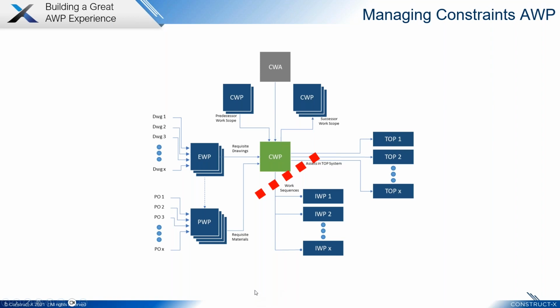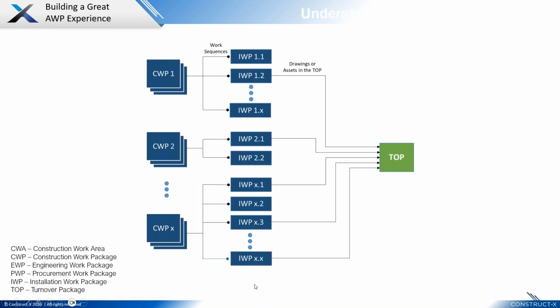When this is really ready to go, that's when we want to release our CWPs down for further IWP development and release work. And if we look at this from another perspective, where everything is leading to a turnover plan, turnover package, right? Same thing, right? We're trying to shield all this work from going downstream, because the sequence of this lends itself into an effective turnover.